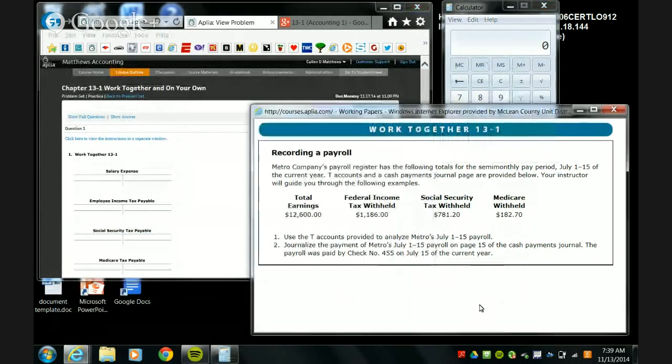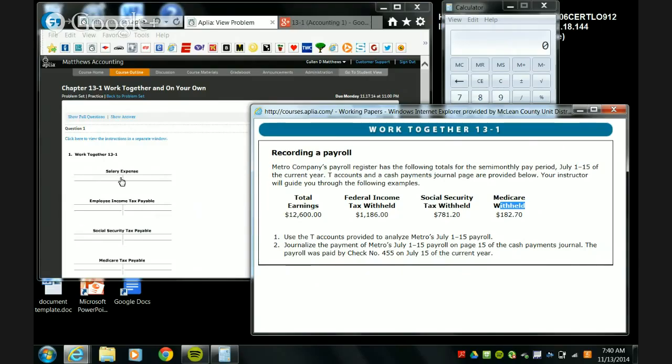If I pull up the instructions, it says Metro Company's payroll gives me the following information. So I've got total earnings, federal income tax withheld, Social Security tax withheld, and Medicare tax withheld. What these withholdings mean is that they are liabilities. We're not going to pay them yet. Most businesses will pay their tax liabilities quarterly. So for this, we don't have to actually make the payment of those. We just have to withhold them from their checks.